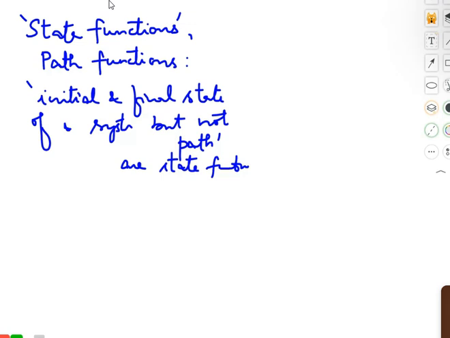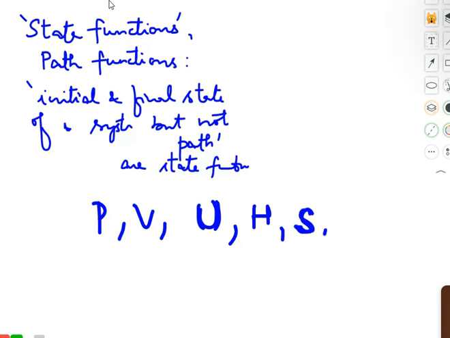Volume, temperature, internal energy, enthalpy, entropy, Gibbs energy, pressure. All this and many more are state functions. They don't follow the path, but have a dependency only on the initial and final values of a system or the state of a system.